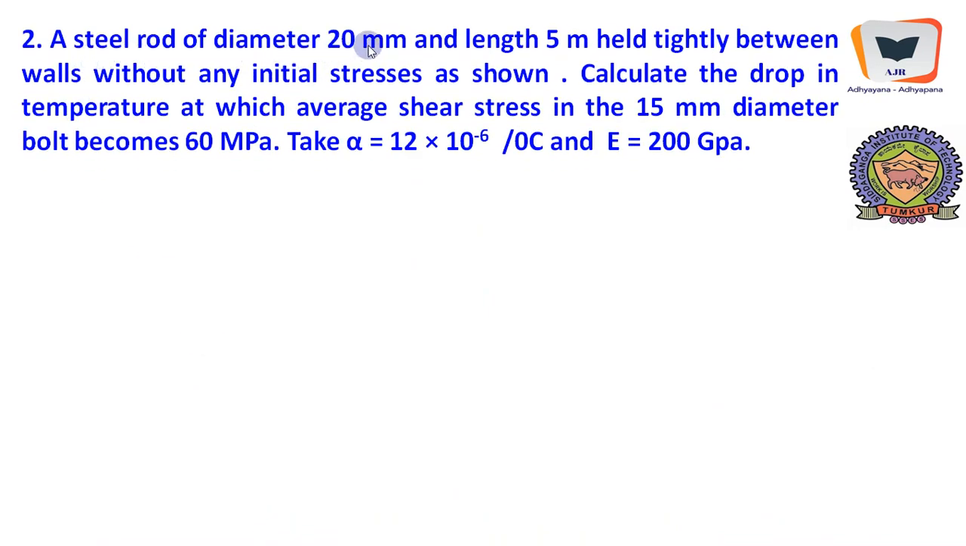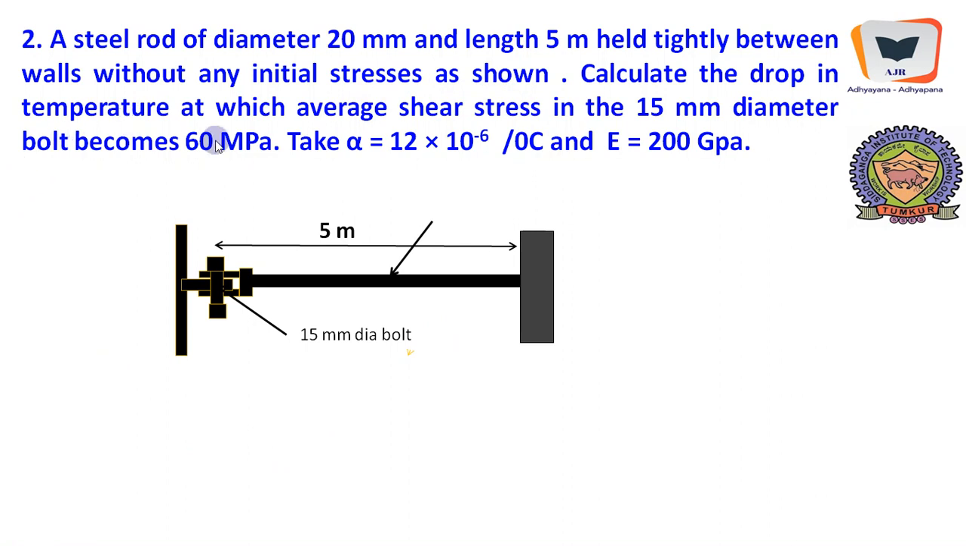A steel rod of diameter 20 mm and length 5 meter is held tightly between the walls without any initial stresses as shown. Calculate the drop in temperature at which average shear stress in the 15 mm diameter bolt becomes 60 MPa, and take alpha equal to this much and E equal to this much. And here is an arrangement. There is a bar with an end, something like this.